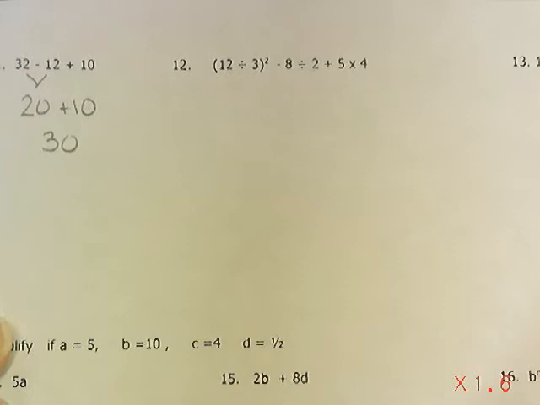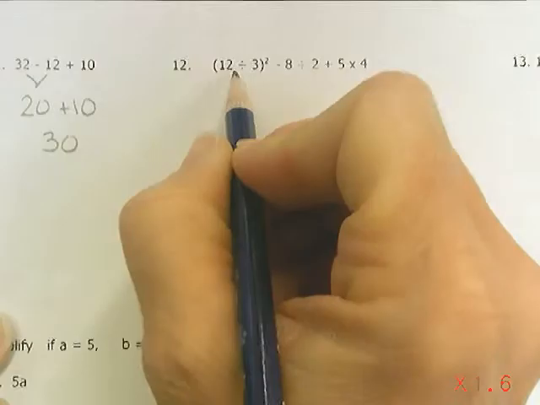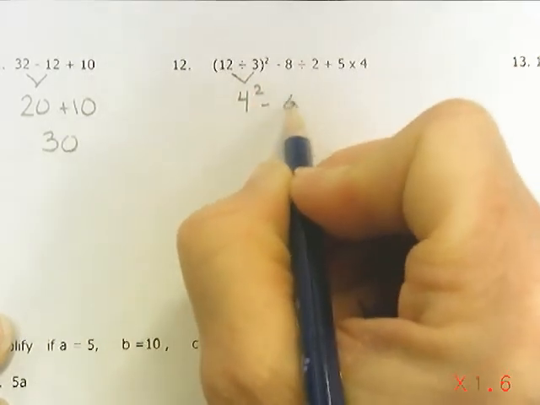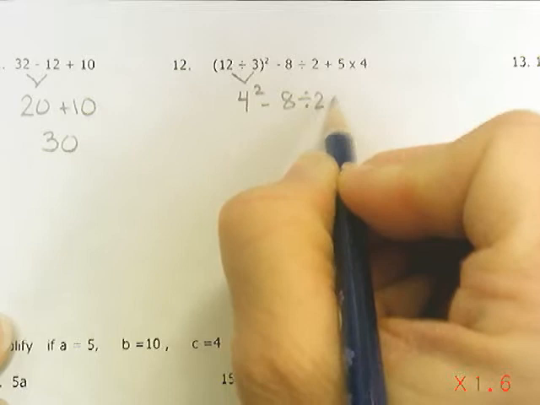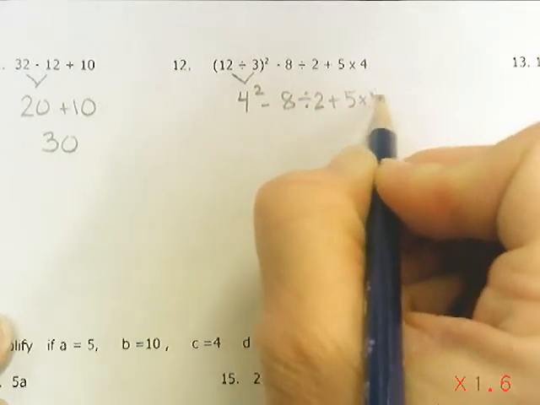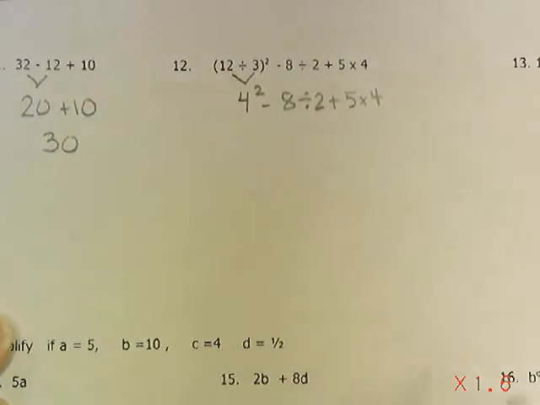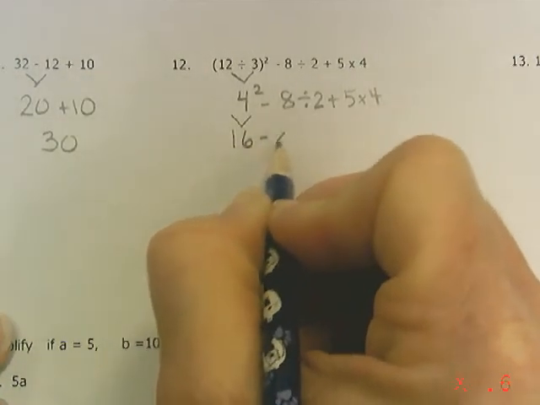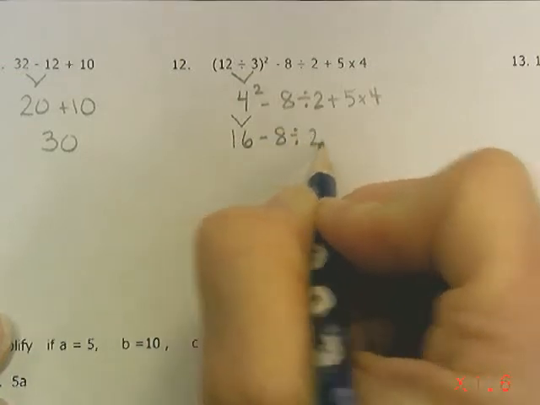Okay, so we're going to take care of the parentheses first. Inside, that's 12 divided by 3, which is 4. I'm going to write every operation, the whole line down to make sure I put everything in order here and it's organized. Next, we're going to take care of the exponent. 4 to the second power means 4 times 4, that's 16. And again, I'm bringing everything down.